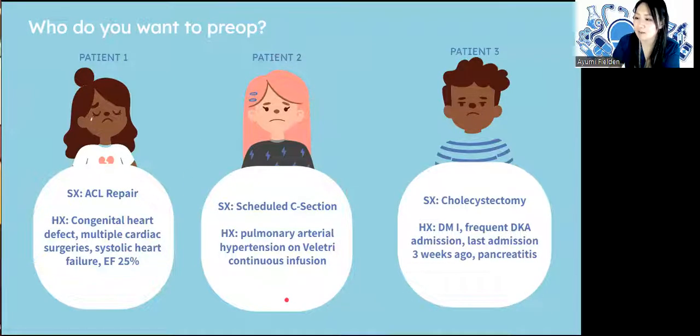What about patient 3? He is coming in for a cholecystectomy. History of type 1 diabetes, frequent DKA admissions. Oh my goodness. And the last admission, he was admitted 3 weeks ago for DKA and pancreatitis. Oh, I don't know if I want to pre-op this patient on the morning of either, right? Without having adequate labs, making sure his endocrinologist was involved in the care and his medications are straight. Did you hold your medication or did you continue your insulin?